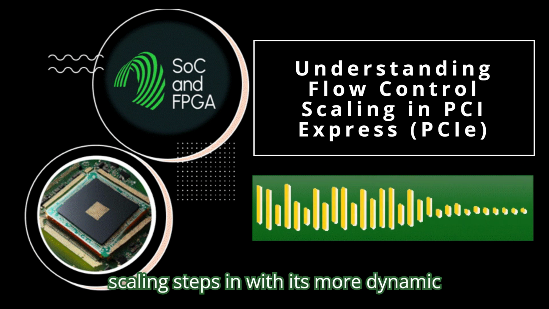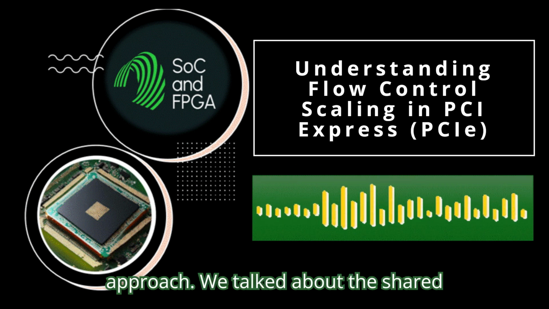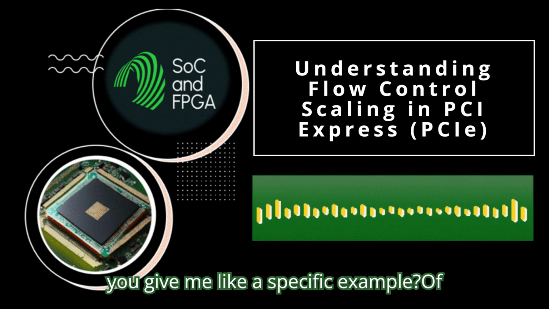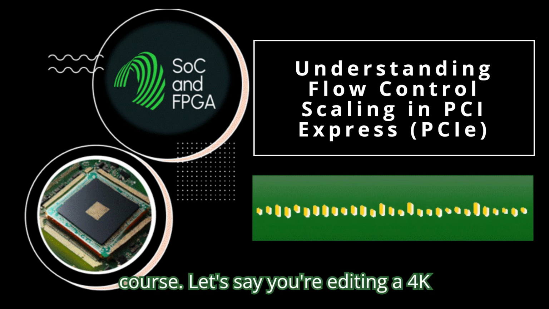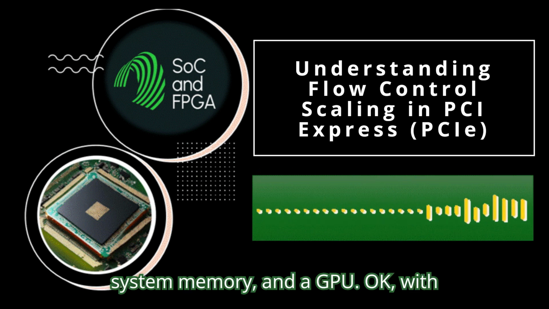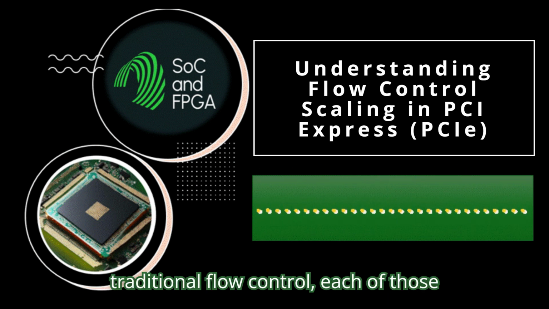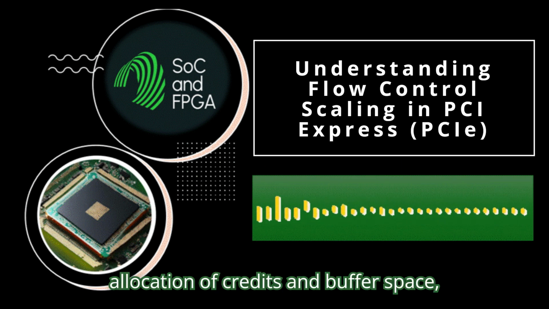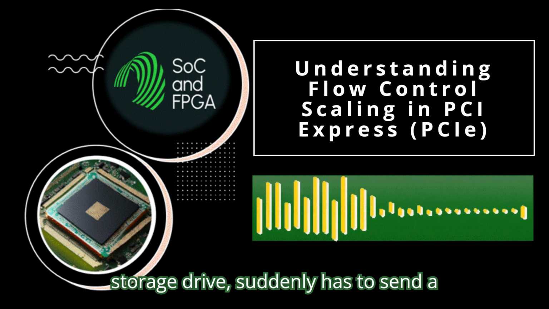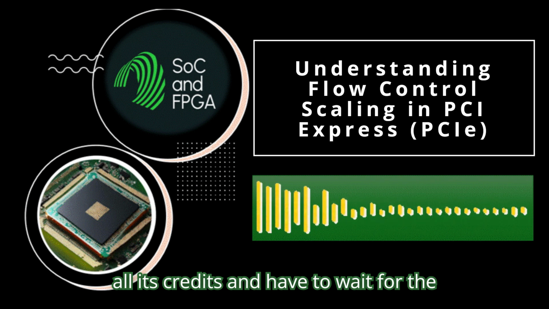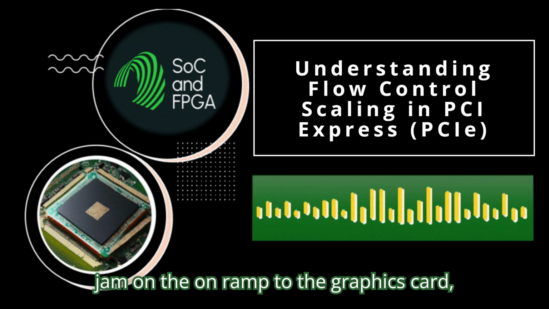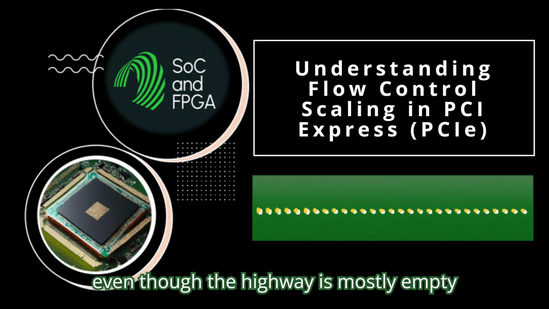So that's where flow control scaling steps in. With its more dynamic approach, we talked about the shared credit pool, but I'm still a little fuzzy on how it actually works in practice. Can you give me a specific example? Of course. Let's say you're editing a 4K video, which involves moving huge amounts of data between your storage drive, your system memory, and a GPU. Okay. With traditional flow control, each of those components would have its own fixed allocation of credits and buffer space. Right. Now, if one of them, say your storage drive, suddenly has to send a large burst of data, it'd quickly use up all its credits and have to wait for the receiver to send more, creating a bottleneck. Oh, so it's like a traffic jam on the on-ramp to the graphics card, even though the highway's mostly empty.